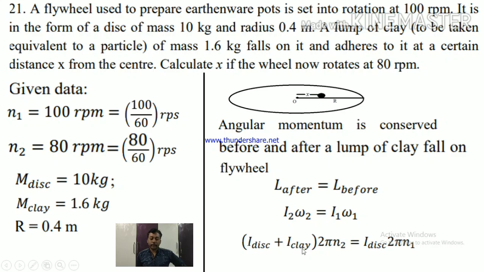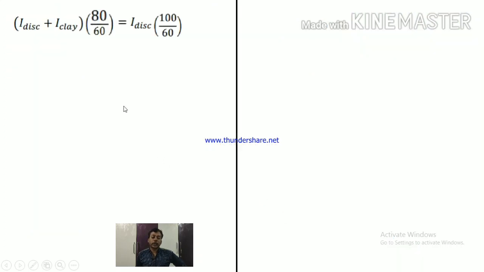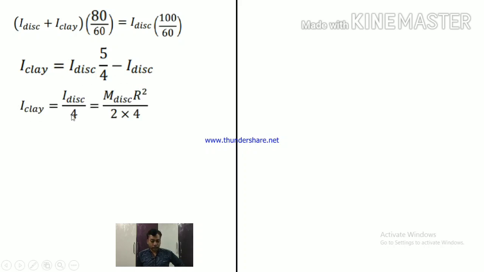Here 2 pi gets cancelled. We get I disc plus I clay into 80 upon 60 is equal to I disc into 100 upon 60. If we simplify it, we get I clay is equal to I disc into 5 by 4 minus I disc. How is it simplified here? If we multiply, this 80 upon 60 goes here, 60 gets cancelled, then 100 upon 80 divided by 20, we get 5 by 4. So I clay is equal to I disc 5 by 4 minus I disc. So I clay is equal to I disc upon 4.